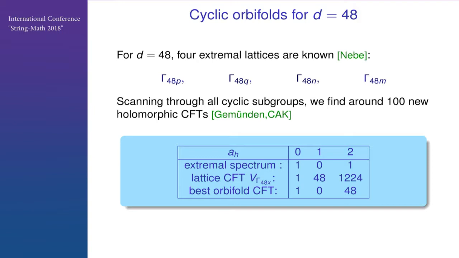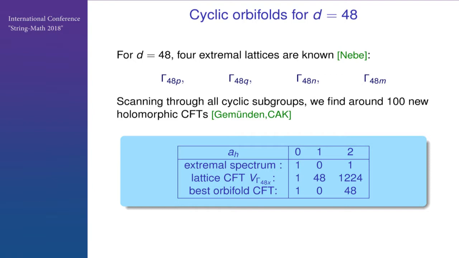So we did that, and we found around 100 new holomorphic CFTs with central charge c equals 48. And the original motivation was to find something which has as few light states as possible. So just to give you an idea of how well we're doing, let me show you the best result. That's down here. What we managed to find is a conformal field theory, a VOA, which has one state of weight 0, the vacuum of course, no spin 1 states, and 48 spin 2 states.